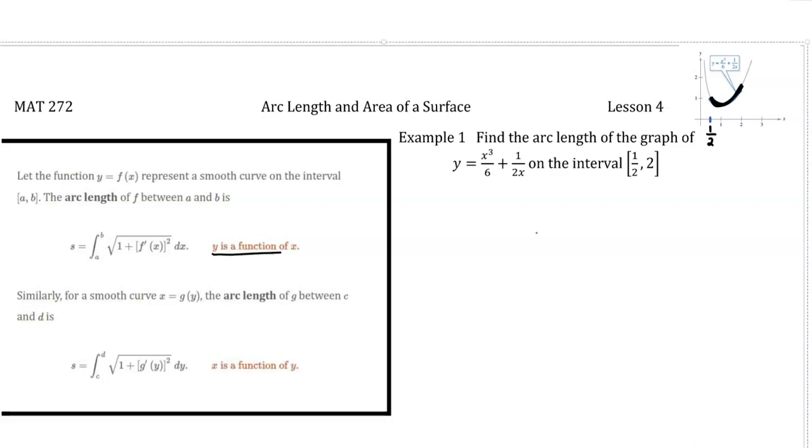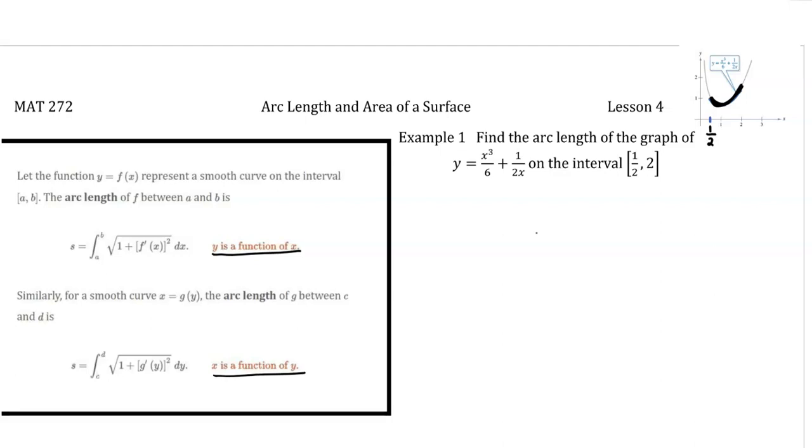There's two formulas for the arc length of a curve. It depends on if your function is a function of x or a function of y. Depending on which one you have, that determines which formula you will be using. The formulas are essentially the same, it's just that one has x in it and one has y in it. In our case, we have a function of x. You know that because you see y equals with x's in the function. Our a and our b are 1/2 and 2 respectively.